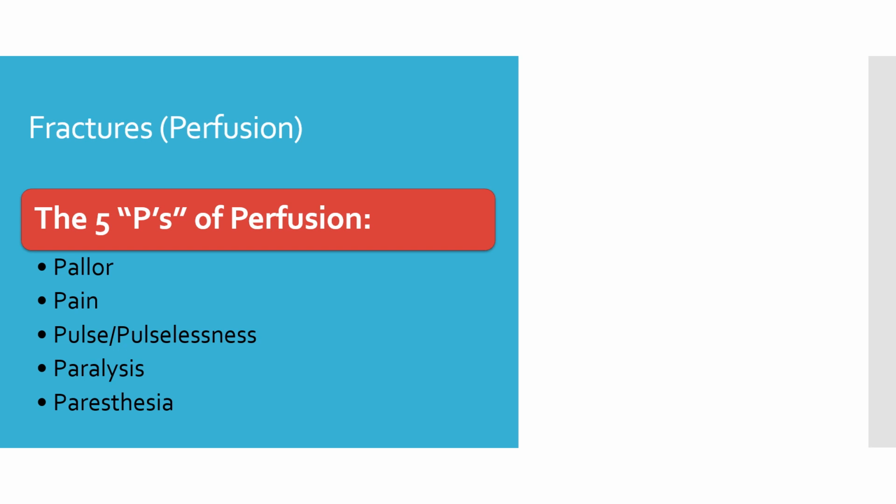Pallor, the first P, means the skin is pale or dusky or grayish. Capillary fill is sluggish or not at all. Capillary fill should be 3 seconds or less.